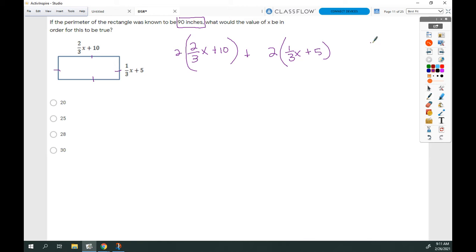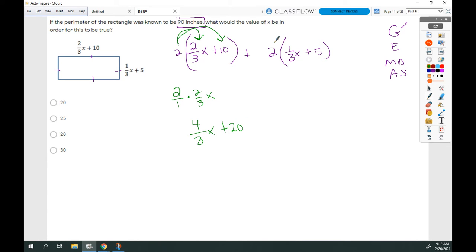In order to combine this, we're going to follow order of operations. So we need to get rid of those grouping symbols first. And to do so, we're going to distribute that 2. The 2 needs to be multiplied by the 2/3 x, and it also needs to be multiplied by the 10. So 2 times 2/3 x is the same thing as saying 2 over 1 times 2/3 x. 2 times 2 is 4. 1 times 3 is 3. So we have 4/3 x.